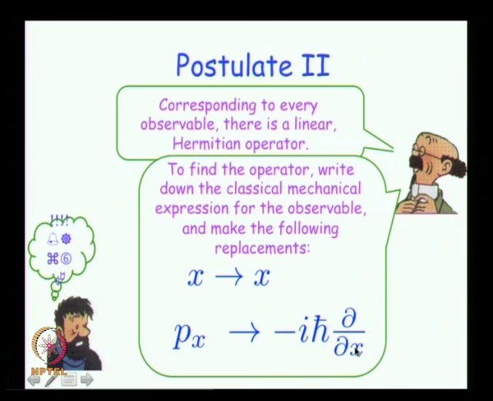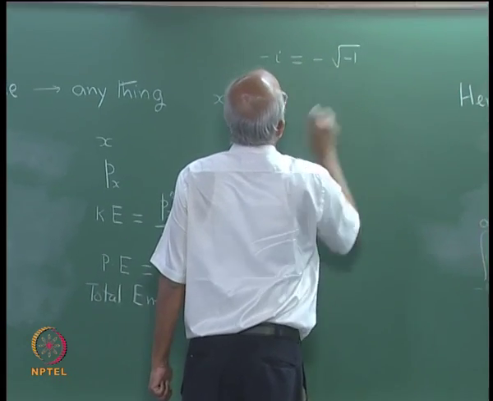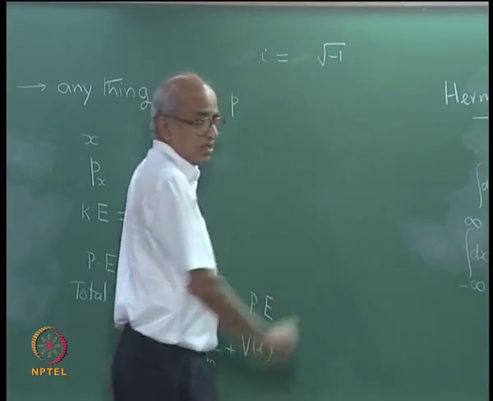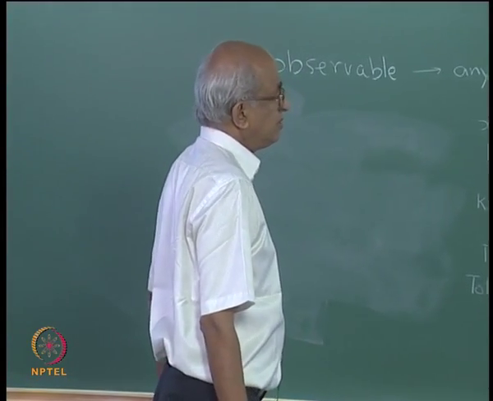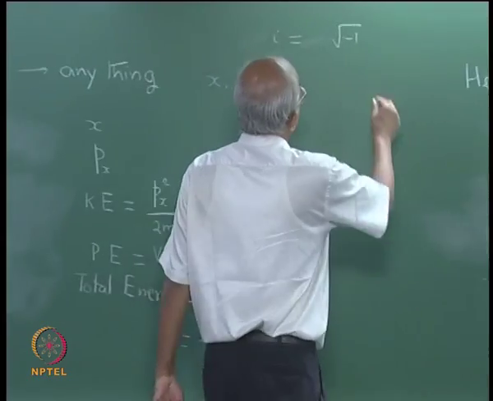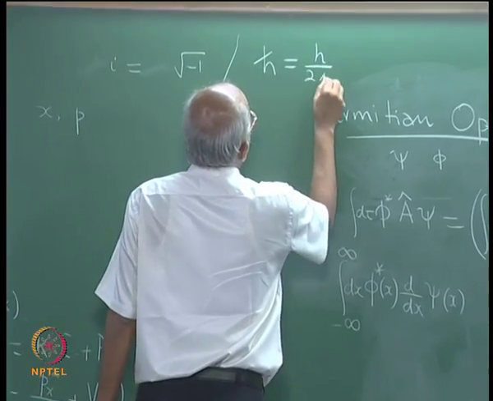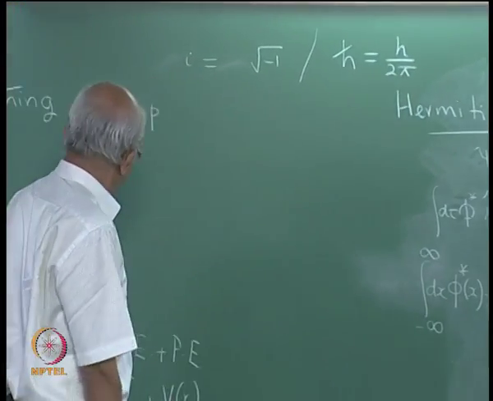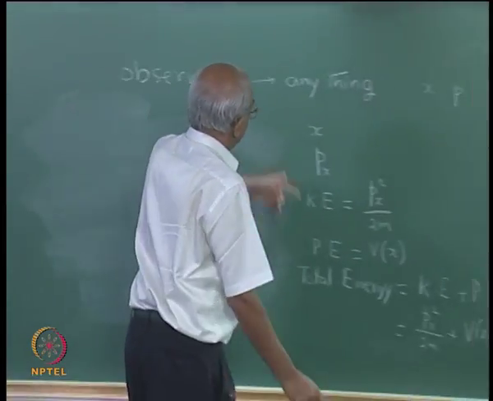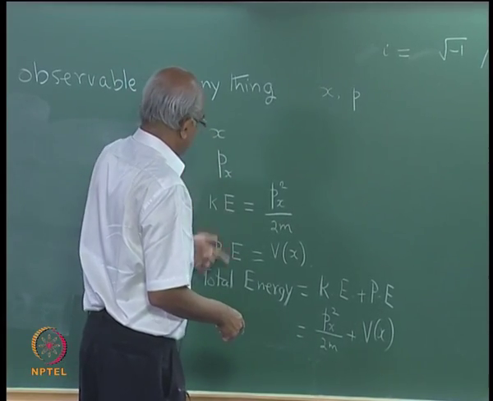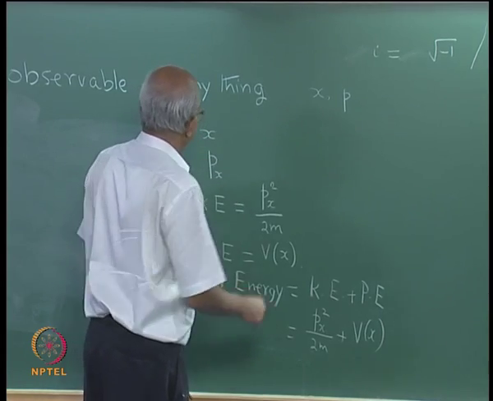Here, i is the square root of minus 1. And h cross, let me just remind you, I am sure you are all familiar with it, is equal to h divided by 2 pi, where h is the Planck's constant. So, let us follow this prescription and illustrate the postulate by doing these replacements for all the observables that are written here.